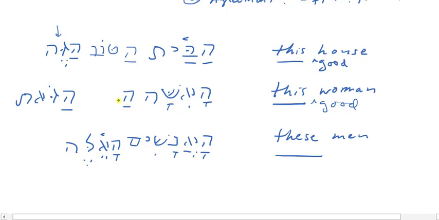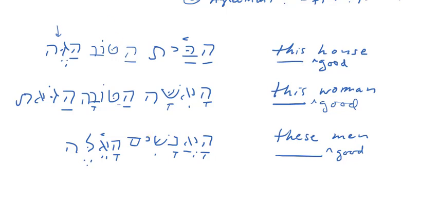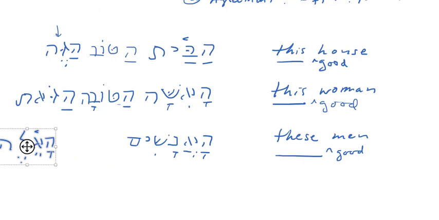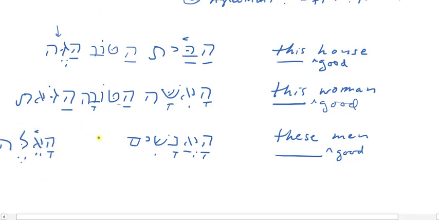Ha-isha, what? Ha-tova hazot. Ha-isha ha-tova hazot. The woman, the good, the this is this good woman. All right? And now finally, how would I say these good men? These good men. Where's good going to go? Yep, it's going to go after the noun but before the demonstrative adjective.